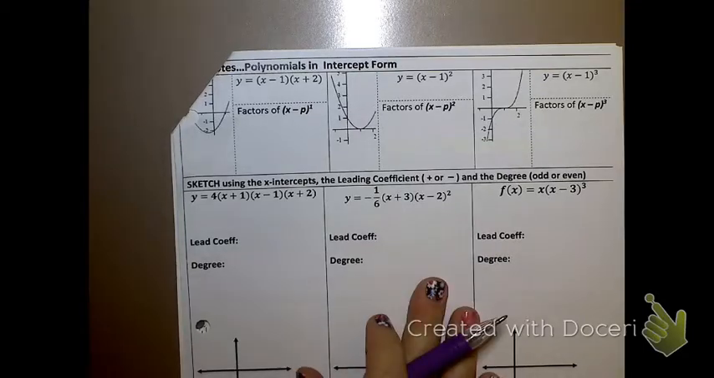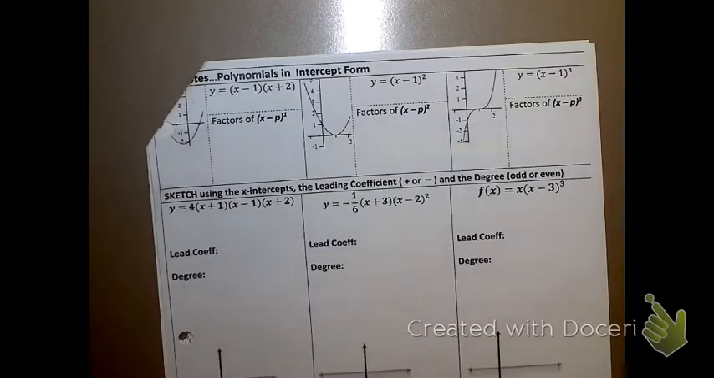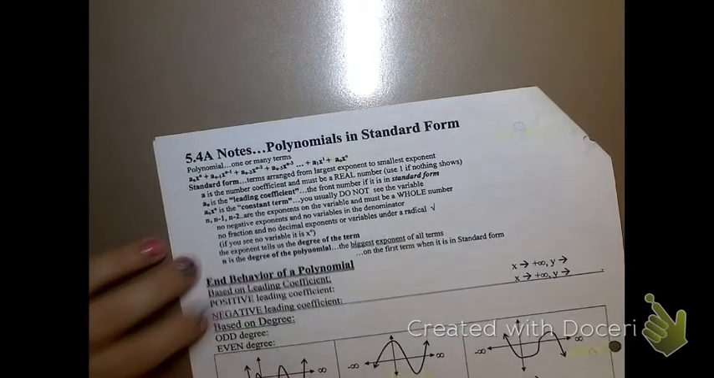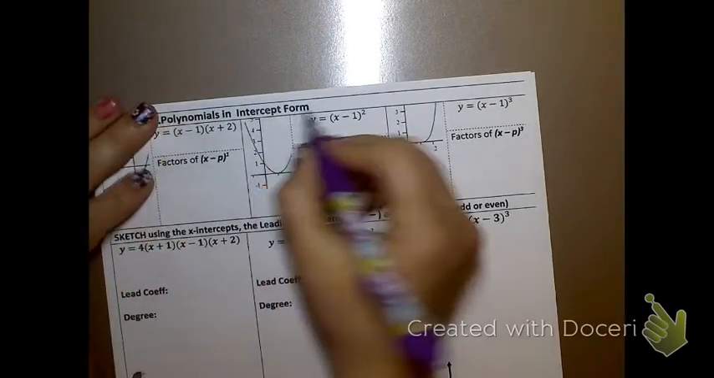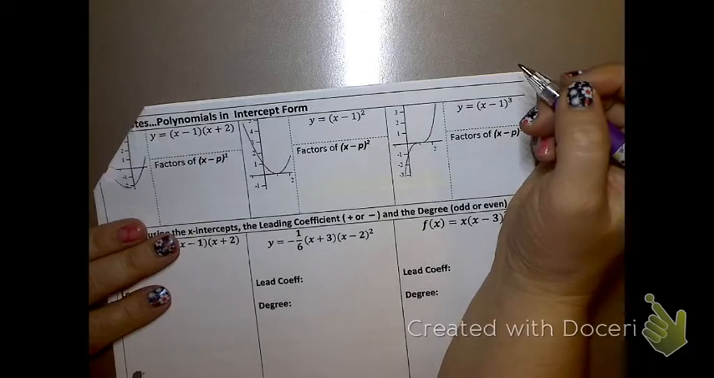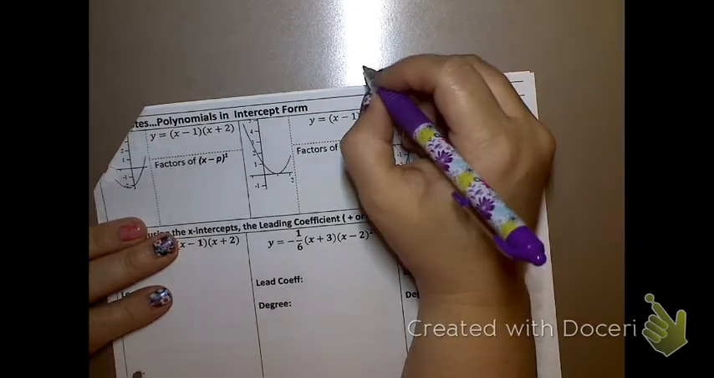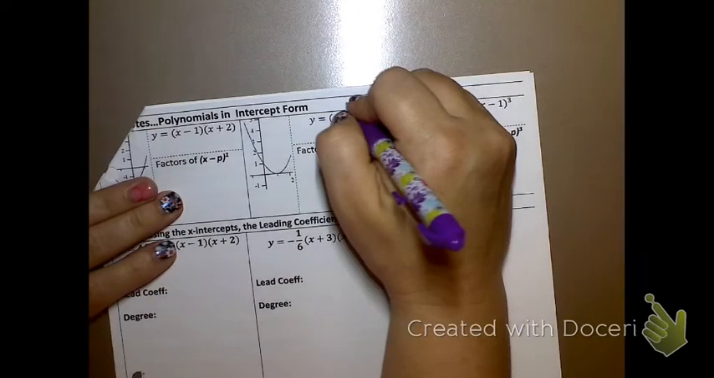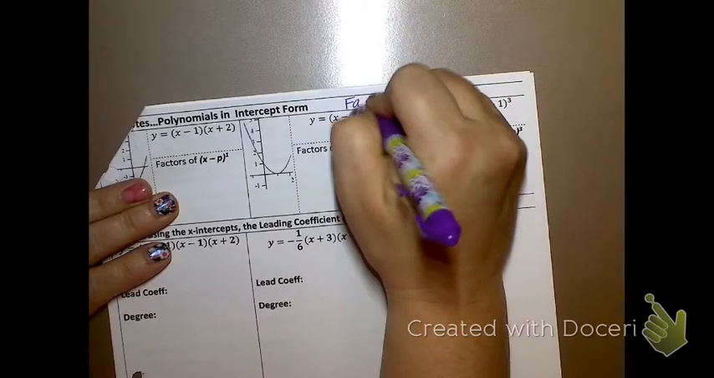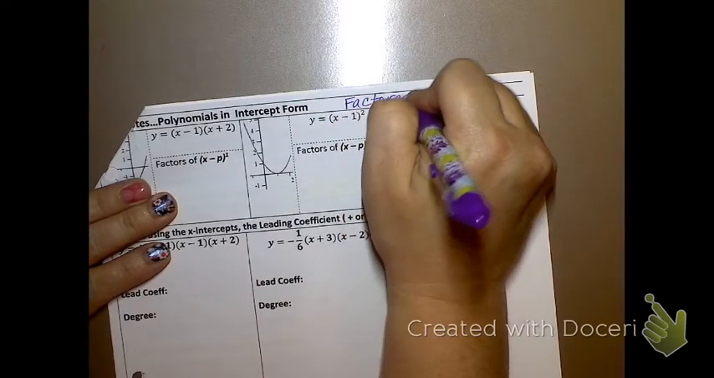So 5.4b, polynomials in intercept form. Yesterday we did standard form. Today we're doing intercept form. Anyone know another name for intercept form? Intercepting form? No. Factored form.